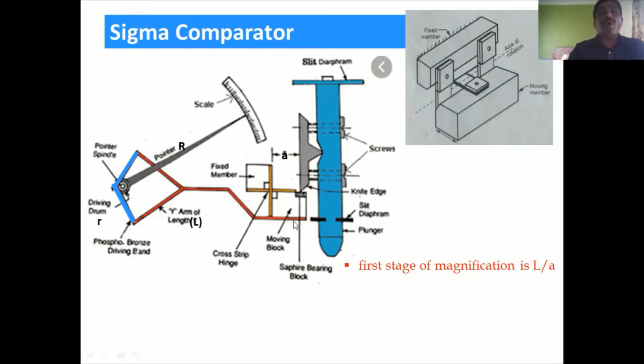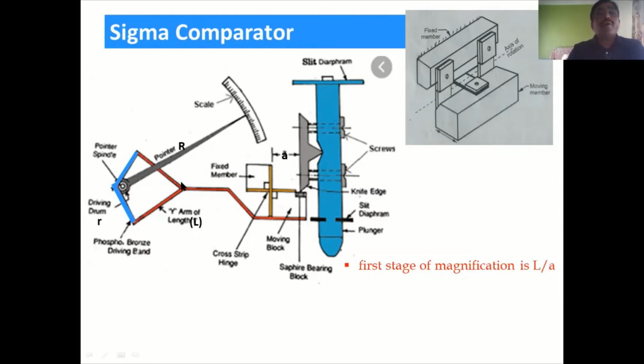To this moving block, the Y-arm is connected, whose length is L. Here the first stage of magnification has taken place. That first stage of magnification is given by L by A. What is that A? A is nothing but the distance between the knife edge and this cross strip hinge. And L is nothing but the length of this Y arm.